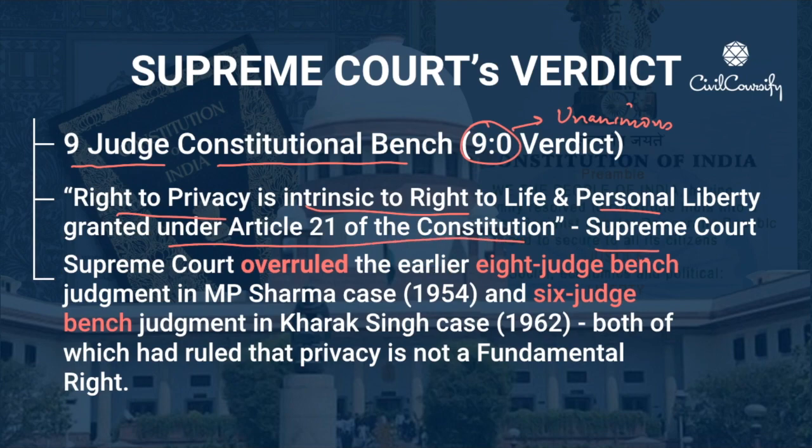About 50 to 60 years earlier, there were two earlier rulings. One was the 8-judge bench of 1954, and the other was the 6-judge bench in the Kharak Singh case of 1962. Both these rulings said that the right to privacy should not be made a fundamental right. But the latest ruling of 2017 has now overruled both the judgments with a higher constitutional bench of 9 judges, and finally, the right to privacy is made a fundamental right.